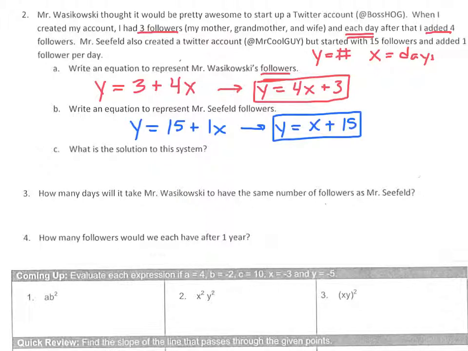All right, so here's what you should have gotten. Looking at his equation, he started off with 15 followers compared to my 3. He added 1 each day, so I had plus 1x. Again, x represents the number of days. It could be anything, that's why we put an x. Rewriting it, you get y equals x plus 15. So now what do I have? I have a linear equation that represents my Twitter followers and Mr. Seafeld's Twitter followers. So, next question, find the solution to the system.